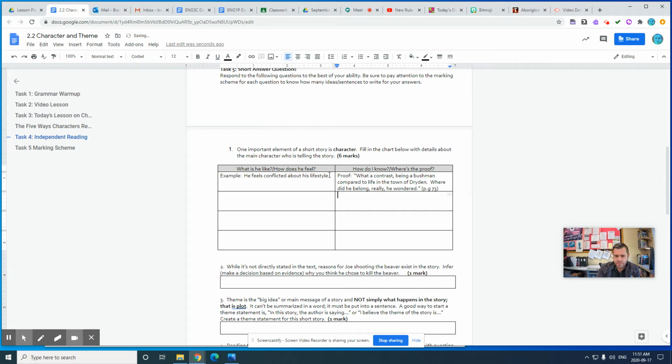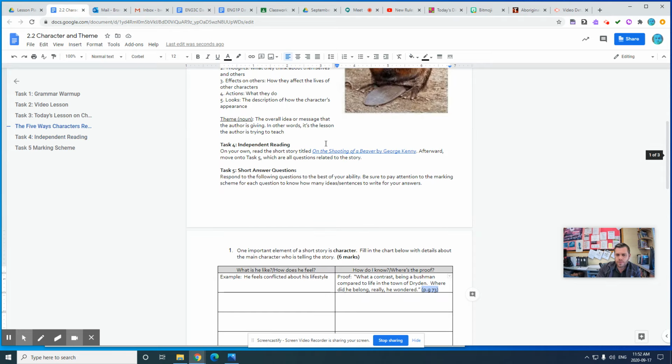So my example that I gave you is that he feels conflicted about his lifestyle. And then I gave you proof as to what it is in this quote: "What a contrast being a bushman compared to his life in the town of Dryden. Where did he belong, really? He wondered." And I gave you the page number. Now, this page number will be different because I grabbed it out of the same story out of a different book. But you write your quote page number as where you found it.